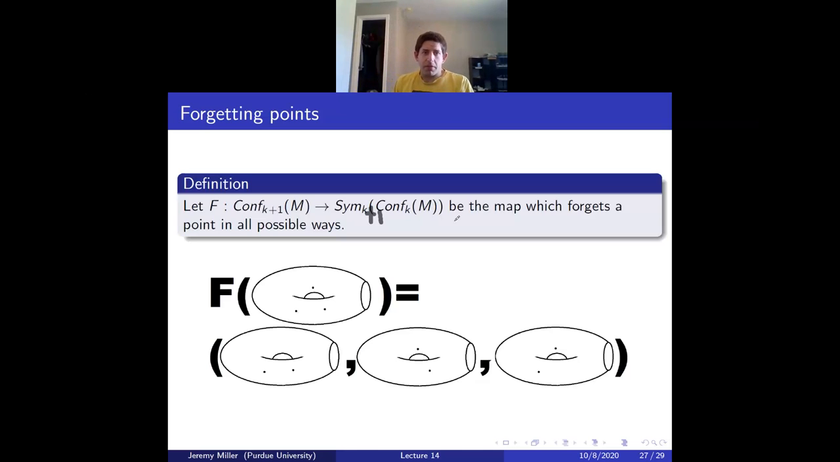So what does that mean? I'm claiming that there's a map from the configuration space of k+1 points to the (k+1)-fold symmetric product of the configuration space of k points. And what it does is it forgets a point in all possible ways. So if you forget this point, we get this configuration. Forget this point, you get that configuration. You forget this point, you get that configuration. And it doesn't go to the k-fold product because there's no way to order these. This is a set, but I guess I wrote it as a tuple. I should have written set brackets or something. Because it's a set, it's not a tuple. Or it's a multi-set, I guess. Here it'll actually be a set.